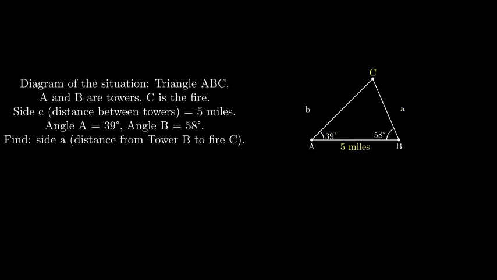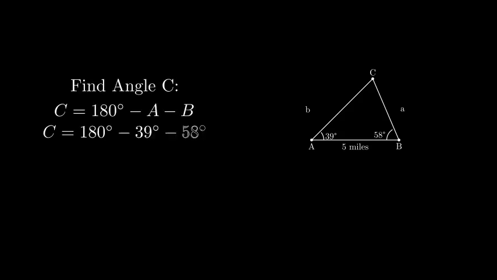To use the law of sines to find side a, we need its opposite angle, A, which we have. But we also need another complete side-angle pair. We have side c, so we need to find its opposite angle, C. We can find angle C easily. It's 180 minus the sum of the other two angles, which gives us 83 degrees. Now we have the pairs c and C, so we can solve for a.